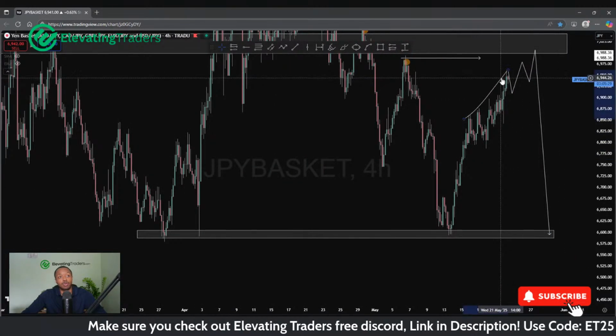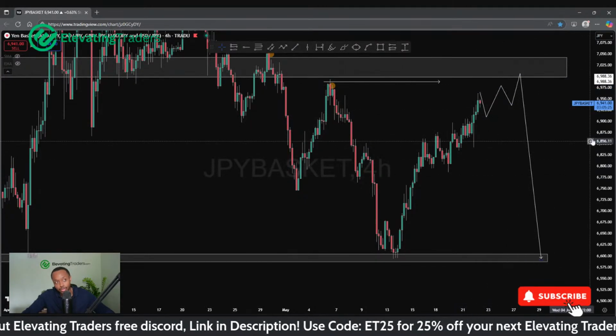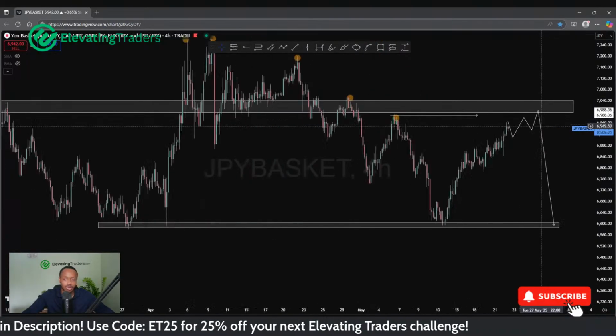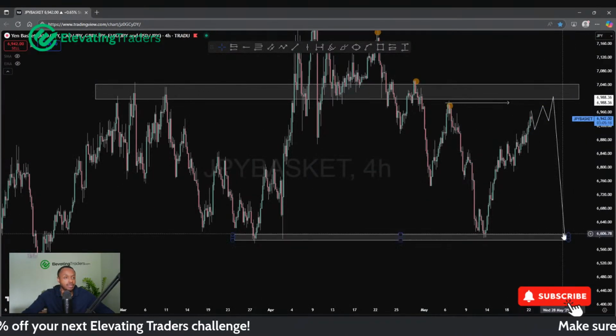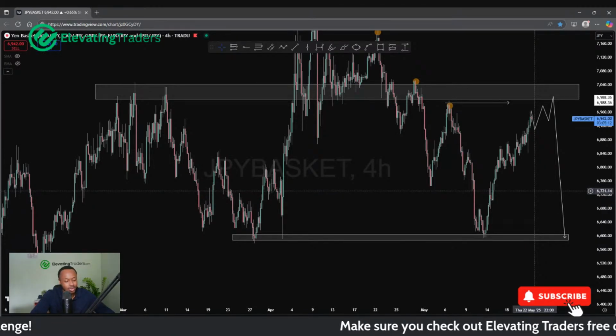But yeah, that's kind of where I'm at with the yen basket. So I'm keeping a close eye on this. I'm not giving up on the yen sells just yet. I just think we're having a slightly deeper correction than anticipated, or at least I anticipated anyway. But I'm still looking for that swing to the downside. Some of the other yen pairs are not looking that great.